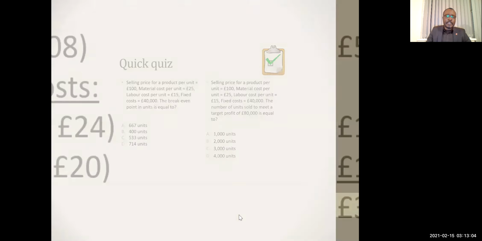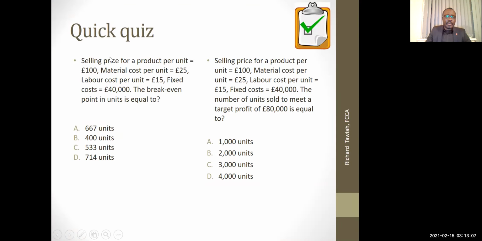Okay, very easy. So take a typical example of this. You can easily work it. 100 minus 25 minus 15 will give you the contribution per unit. Then divide the 40,000 by the contribution per unit, and that will give you the number of units you need to sell to break even. In the same scenario, assume we want a target profit of 80,000. It's simply our break-even point formula, which is fixed cost divided by contribution per unit, plus the 80,000, and that gives us the number of units we need to sell. Very easy and quite straightforward.